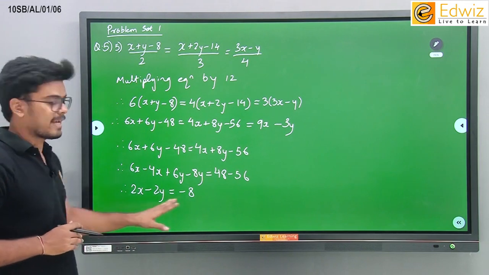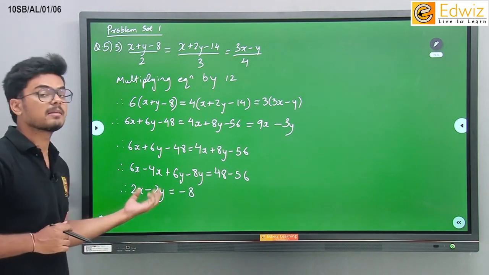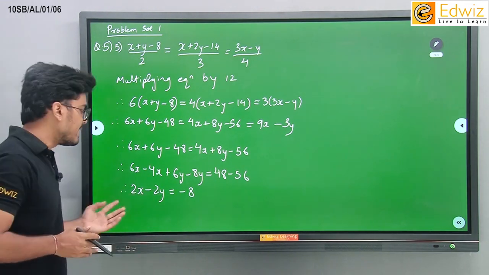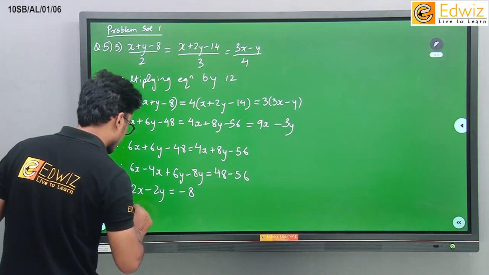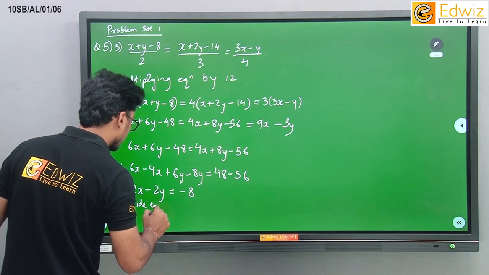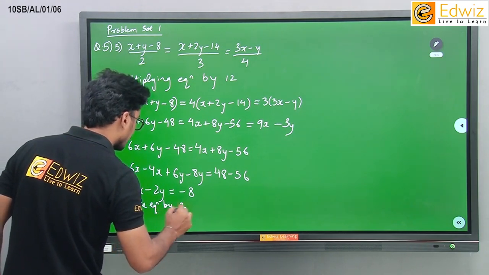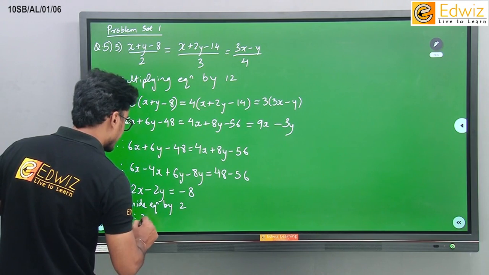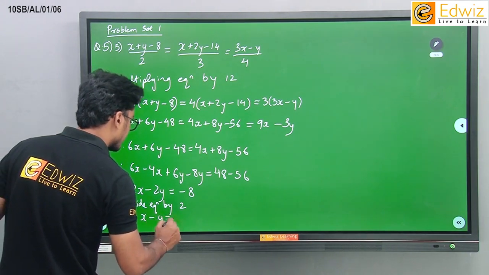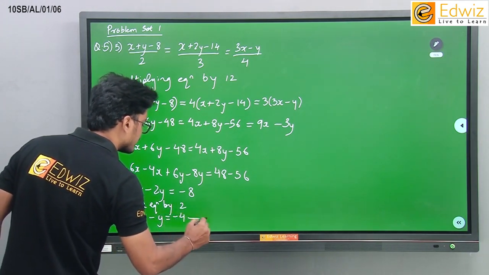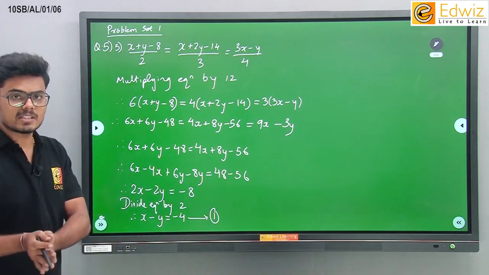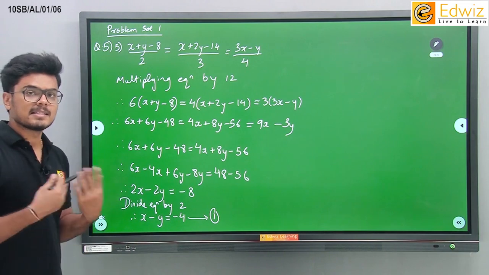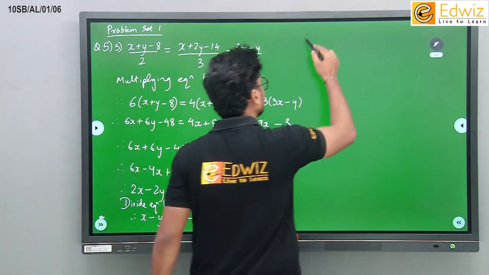Correct? So this can be our equation, but you can see this is further reducible by dividing the entire equation by 2. Divide the equation by 2. It will become x minus y equal to minus 4. This now becomes my equation number 1. So we got one equation in terms of x and y. Similarly, let us find out one more equation.